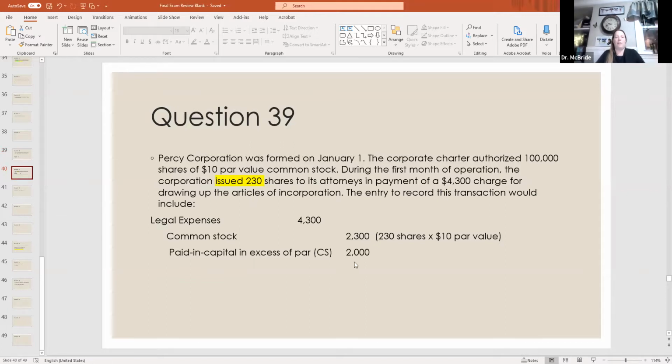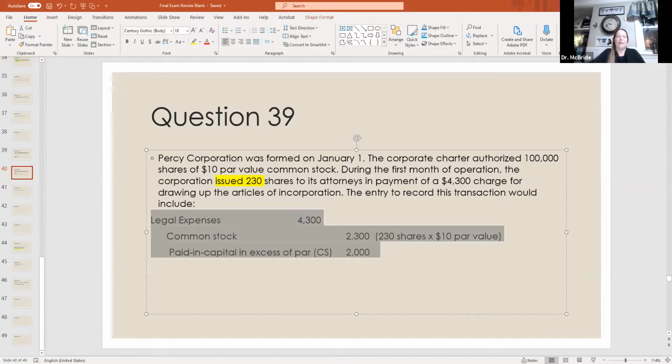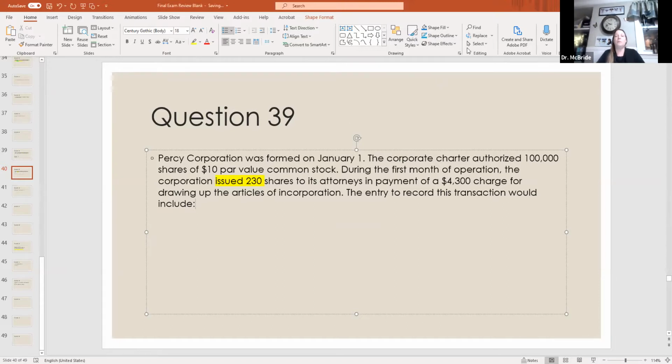Oh, new stuff. Okay, cool. All right, stock. So this first one's a little weird because this one is actually issued for legal fees. So what you need to know is that we have, let's learn some terminology. You need to know about authorized, issued, outstanding, and treasury stock.